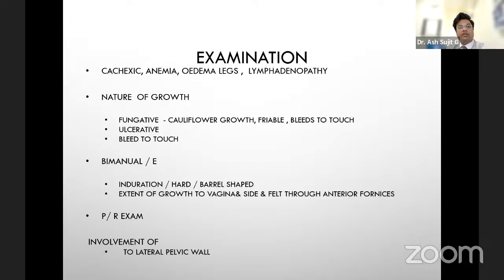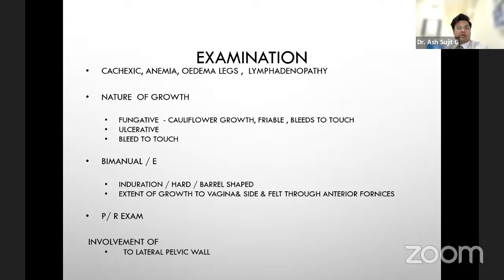When you examine a patient, depending upon which stage you're examining, you might find a patient who is cachexic, anemic, there might be edema of the legs or lymphadenopathy. You might have an ulcerative growth or a fungative growth, and this growth bleeds on touch. So always be very careful when you're taking a biopsy of cervical growth, because if it's a cancer, it will bleed to touch and the patient can have massive blood loss. So keep something handy where you can coagulate or cauterize the bleeding with different modalities.